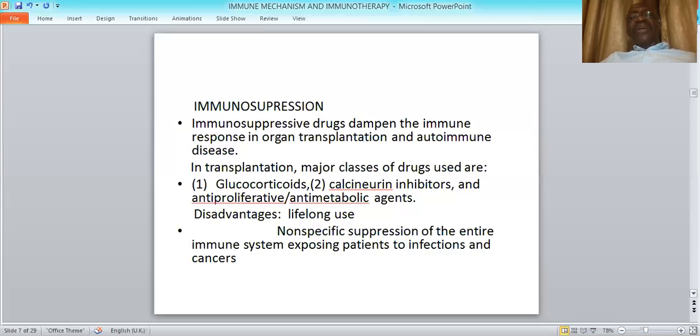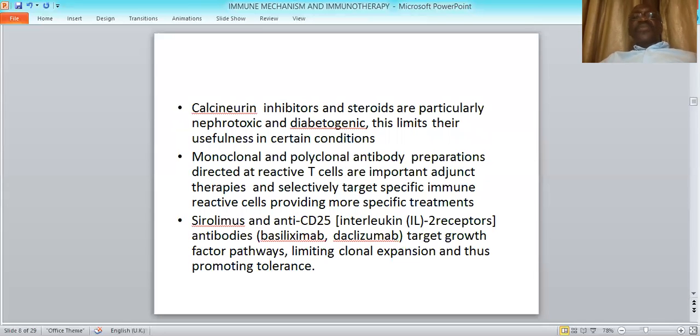You give an immune suppressant, for example, because it is effective in suppressing a cancer. The cancer is immunoresponsive. Sometimes you find out that another type of cancer will now develop in the patient. Calcineurin inhibitors and steroids are particularly nephrotoxic and diabetogenic. Many times they end up destroying the kidneys. They end up causing a rise in the blood sugar level, and the patient becomes diabetic. And this limits their usefulness in certain conditions.